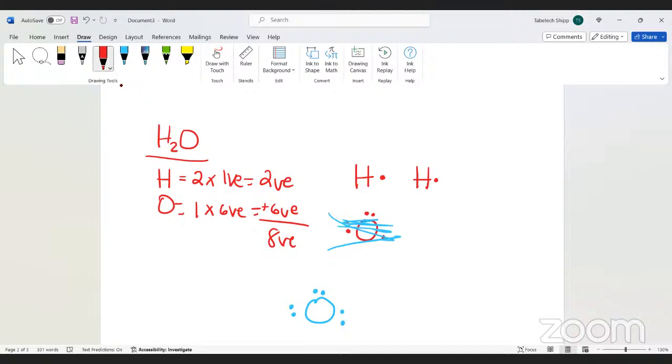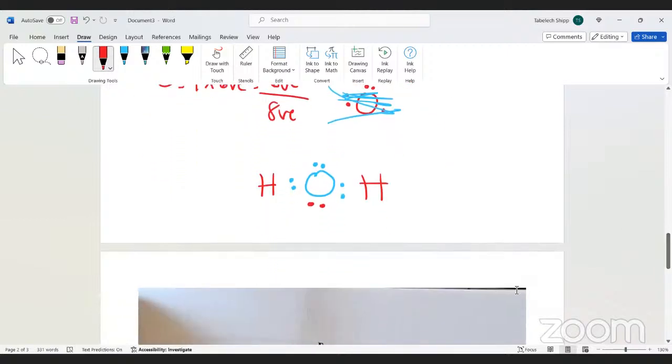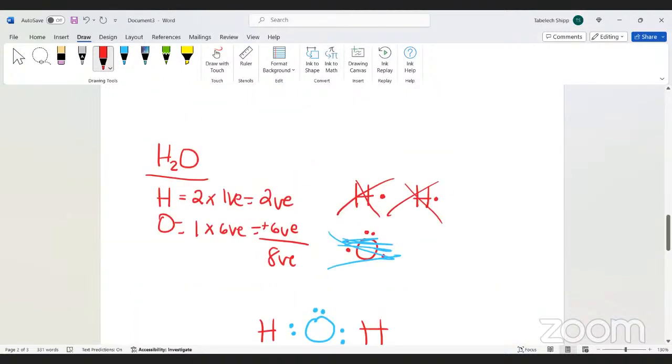Hydrogen is coming in with 1, and it's going to go right there underneath that oxygen atom. Cross that one out. The next hydrogen is coming in also with the 1 that it's going to contribute. We're going to cross that out. And so now what you see here is that oxygen, the element that's in the middle, will be surrounded by 8 valence electrons. Okay? 8 valence electrons.